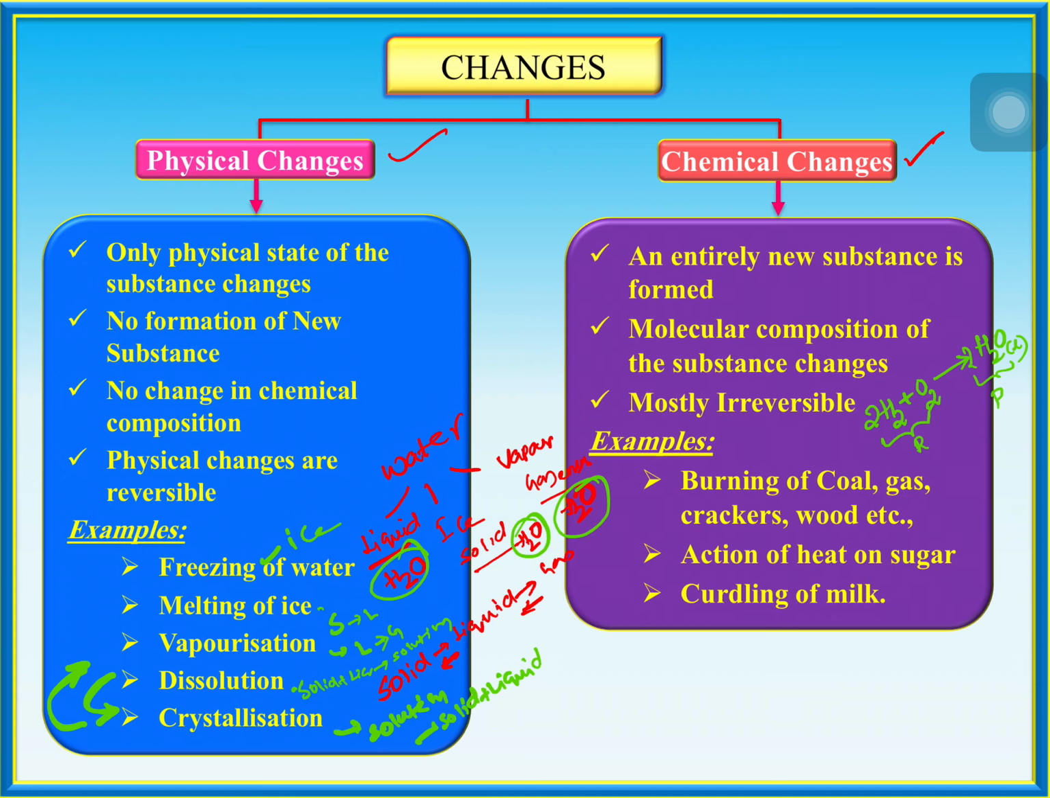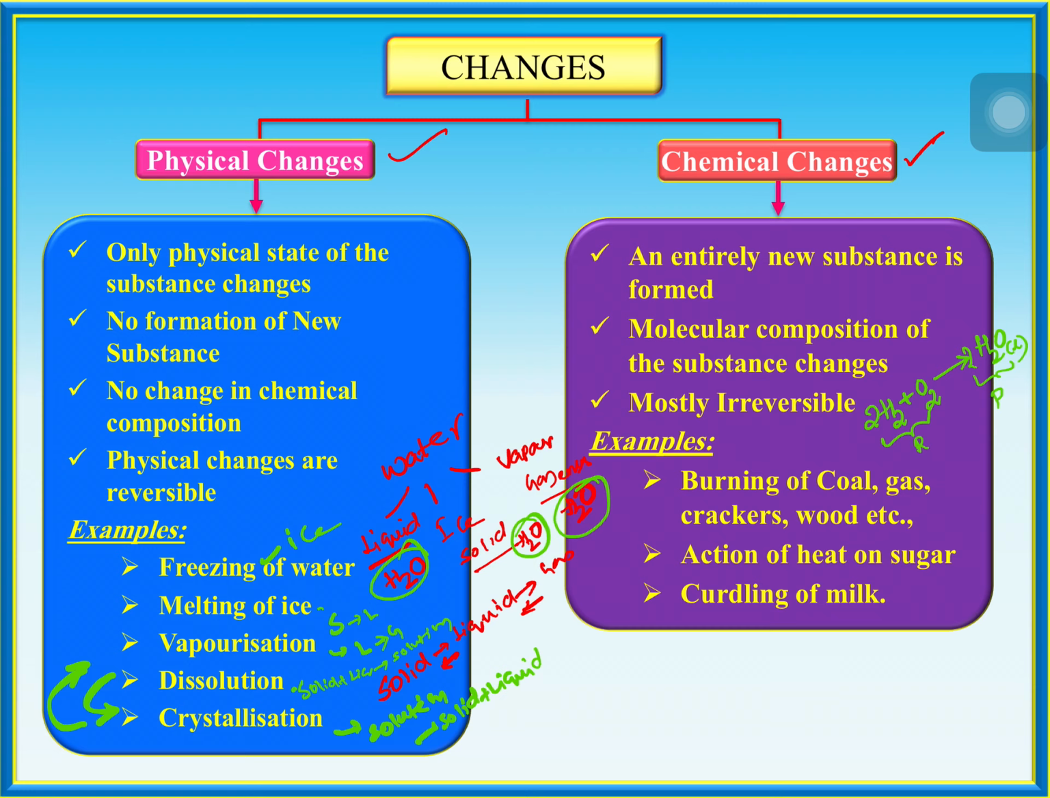What are better examples? For Diwali or any other purpose, you burn crackers. Once the crackers are burnt, you cannot get back the starting materials. Otherwise, no need to buy crackers every time. Burning of coal, gas, wood, crackers are examples of chemical changes. Action of heat on sugar: take a very small pinch of sugar in a spoon and directly introduce it into the flame, you will get black ash. That black ash does not have any taste, it is like carbon, that is coal.